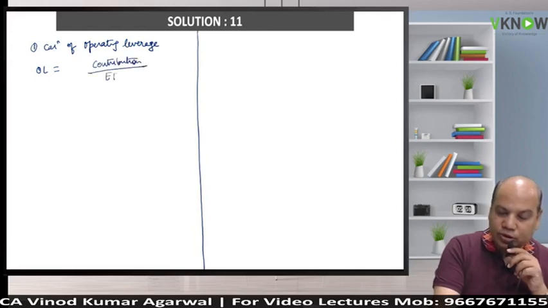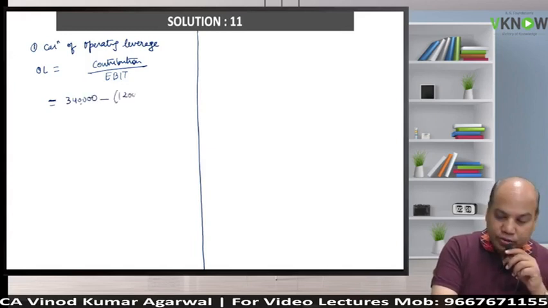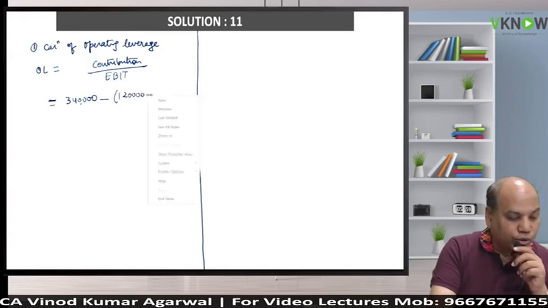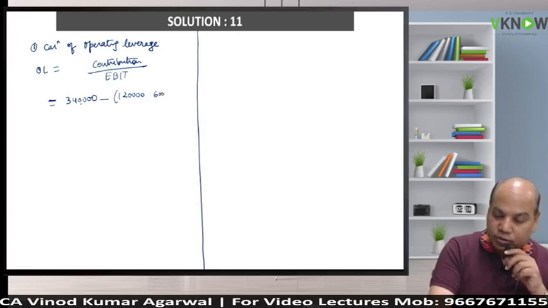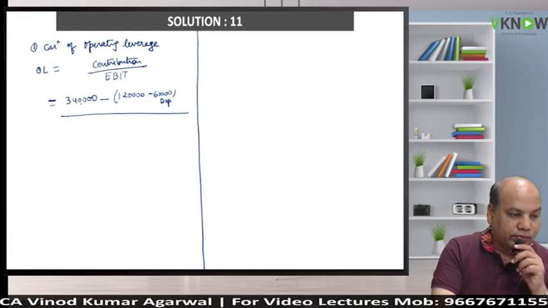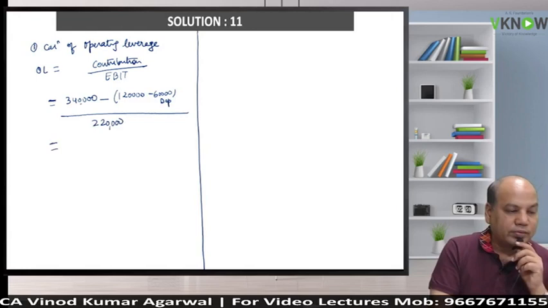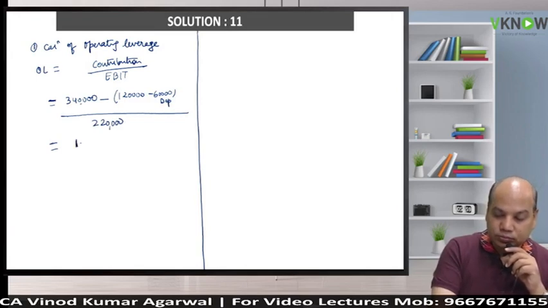But contribution is not given directly. Sales is given, 3,40,000, and variable cost is 1,20,000, which is the total operating expense minus 60,000 depreciation. And that you divide by EBIT, which is given, 2,20,000. So answer in times: 1.2727 times.